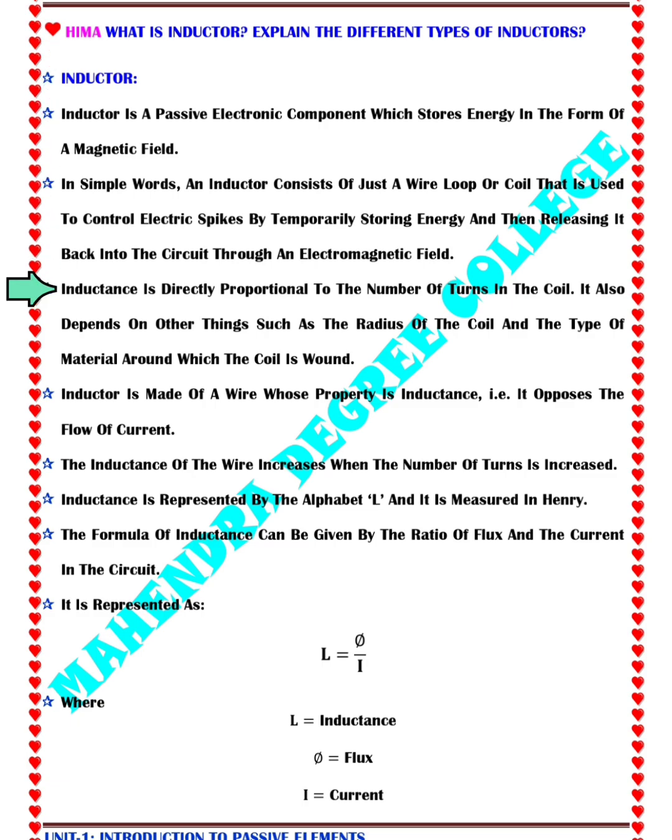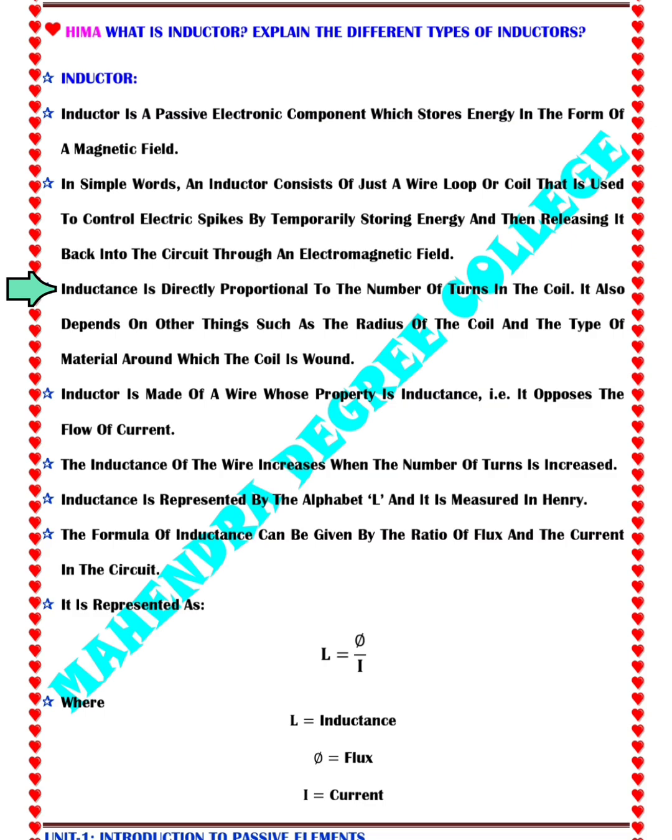Inductance is directly proportional to the number of turns in the coil. It also depends on other things such as the radius of the coil and the type of material around which the coil is wound. It means inductance is directly proportional to the number of turns in the coil.